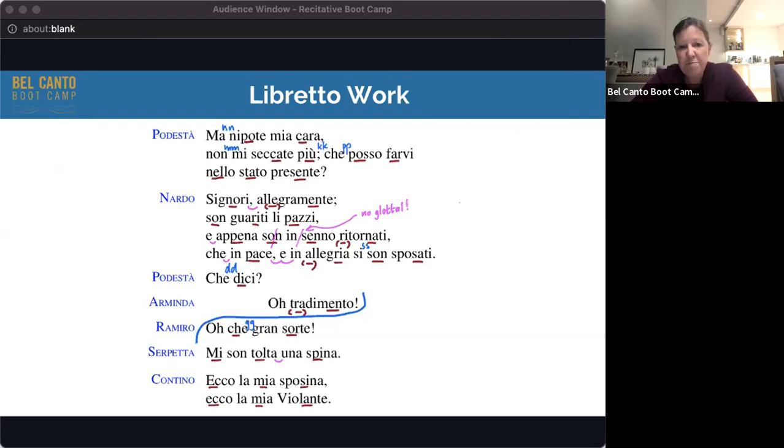Here, this line we worked on a lot last night. Che in pace in allegria si son sposati.